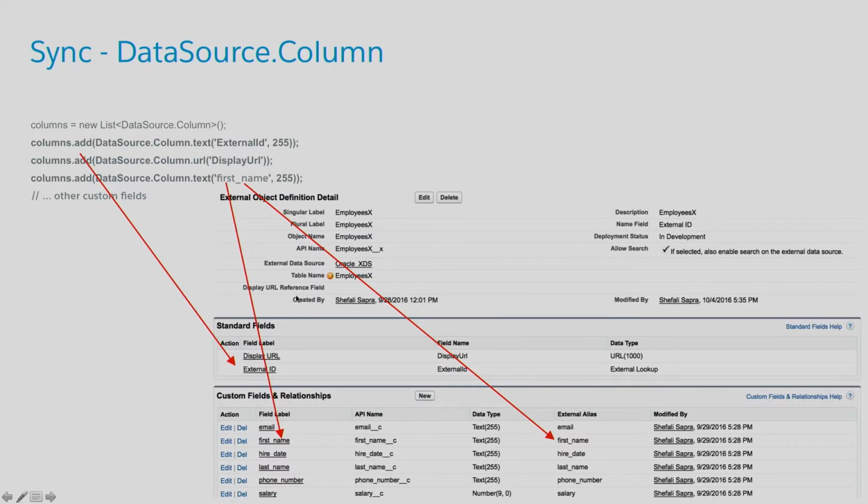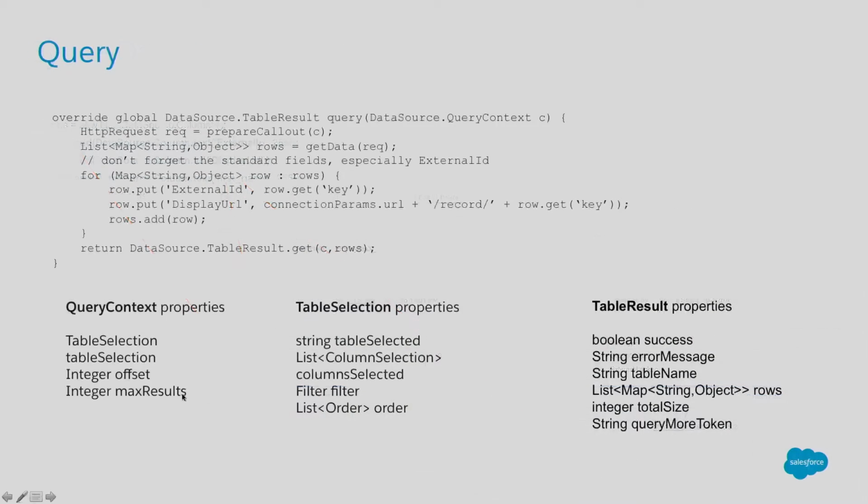So this screen is also showing you the external object and how you can actually create a column inside of your Apex to map to these columns on your external object. Okay. So moving on, query is the method that gets called whenever you are in the list view or the detail page or running a SOQL query. And what gets sent into that is a query context, which includes table selection.